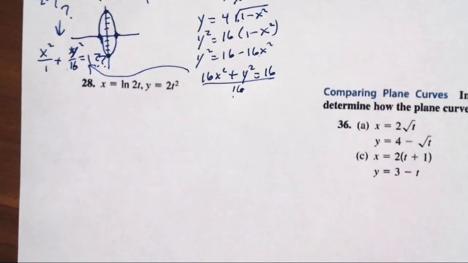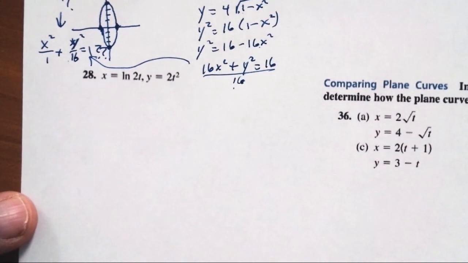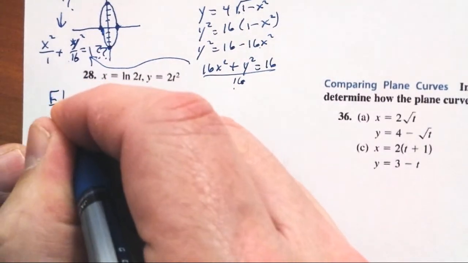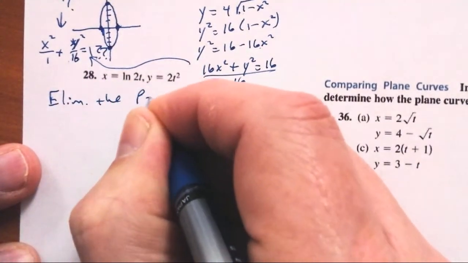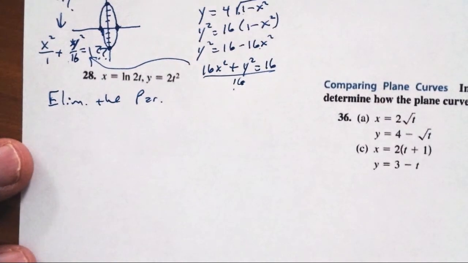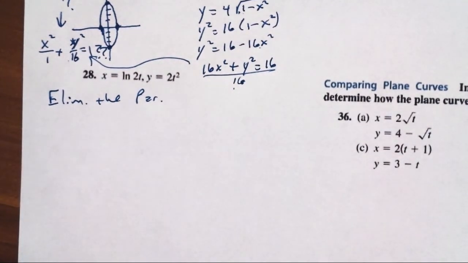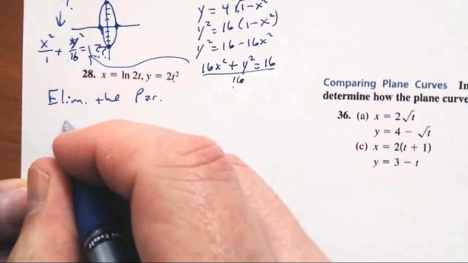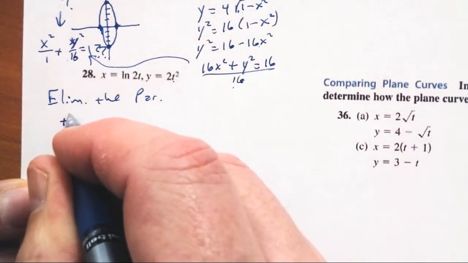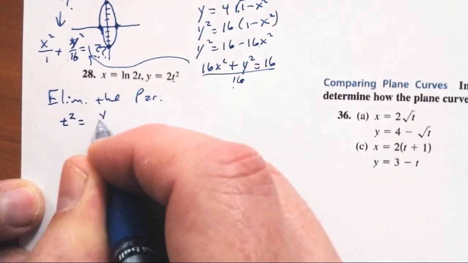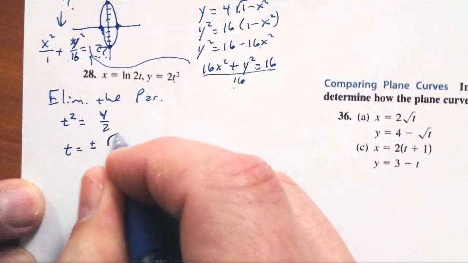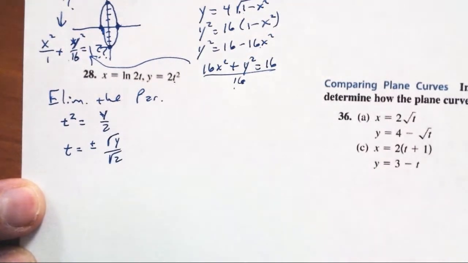All right, 28. On your problems 25 and 27 in the assignment, I'm not going to require you to draw the graph, but we are going to eliminate the parameter. Okay? So I want to pick a t that's easy to solve for here. I suspect maybe this one would be tempting. So I'm going to go t squared equals y on 2. And then we would say that t equals plus or minus square root of y on square root of 2.